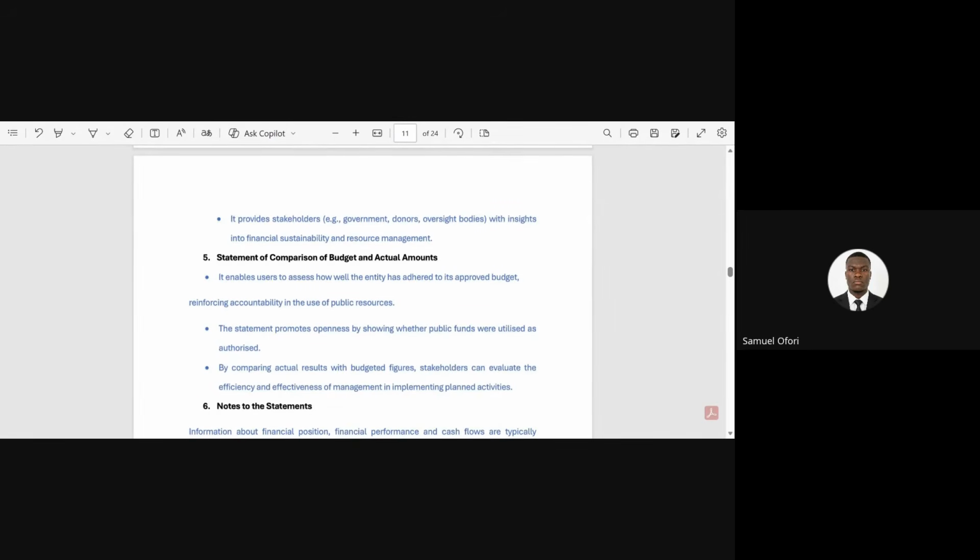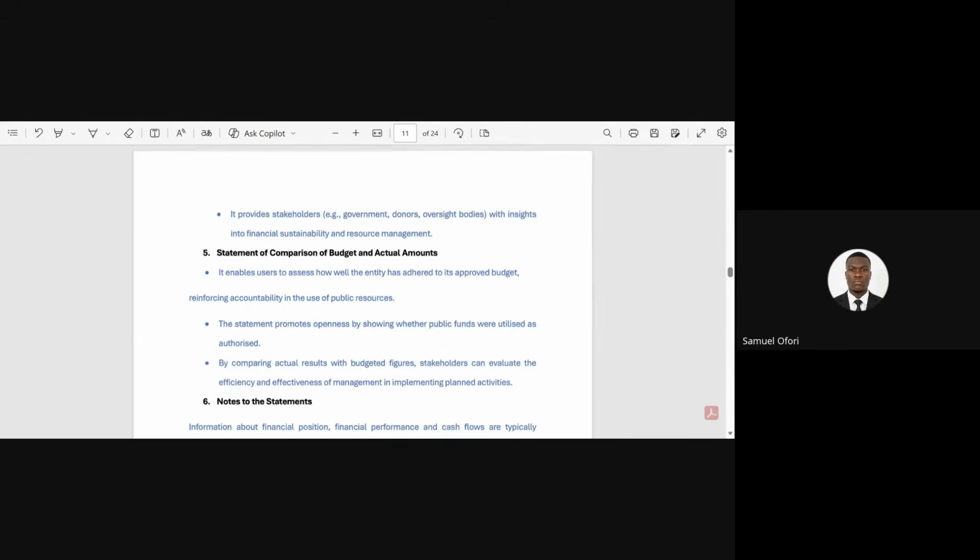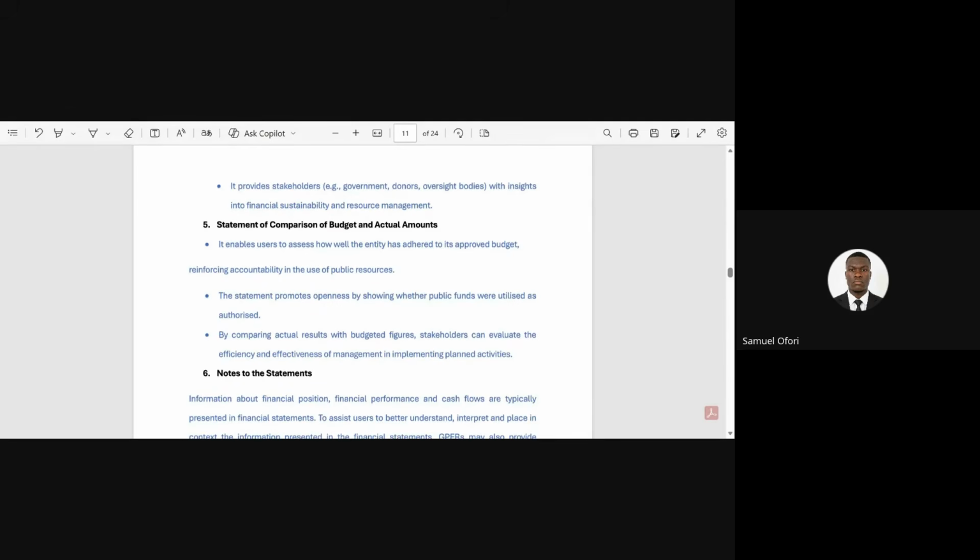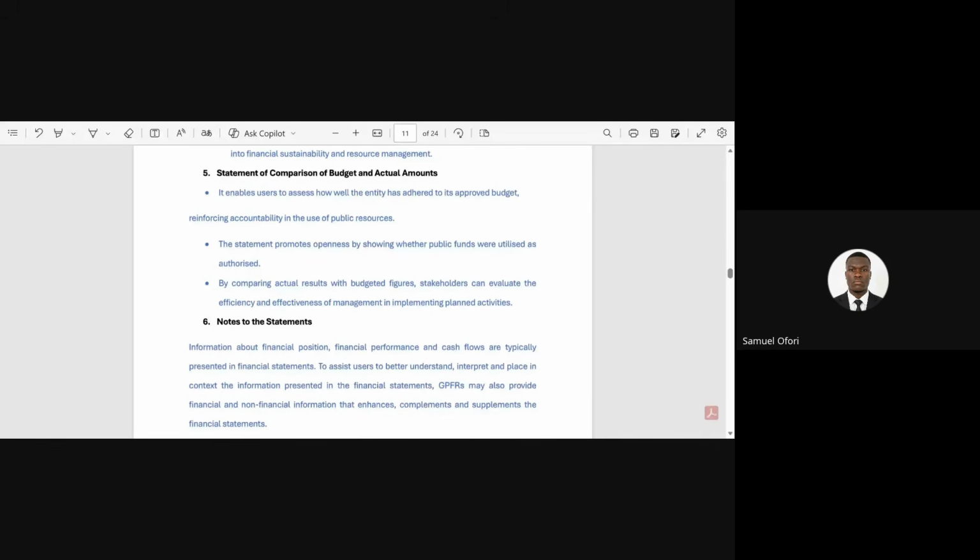And statement of comparison of budget and actual amount. So at the beginning of the year or at a period, you actually did the budget. Okay, so this statement is going to help you to compare what you budgeted for with what actually happened, the actual. Okay, so you compare and you know your performance. You have a budget of, let's say, 3 CDs was approved. At the end of the month, you spent maybe 2 CDs. Okay, so this statement will help you to analyze that.